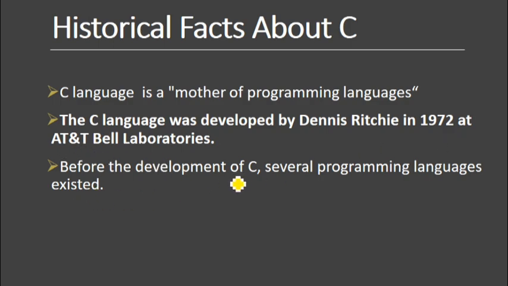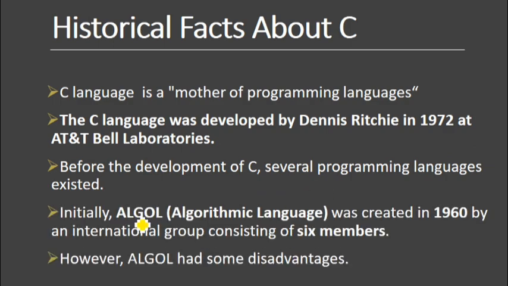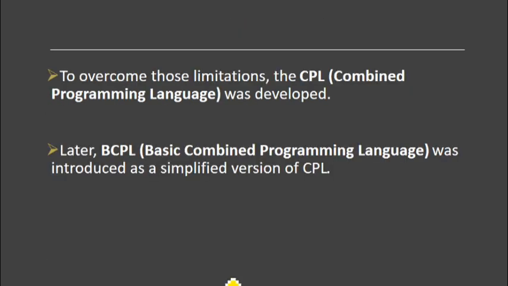Before the development of C, several programming languages existed. Initially, the ALGOL language existed, which was created in 1960 by an international group of 6 members. ALGOL means algorithmic language. However, it had some disadvantages, which were overcome by the CPL language. CPL means combined programming language.